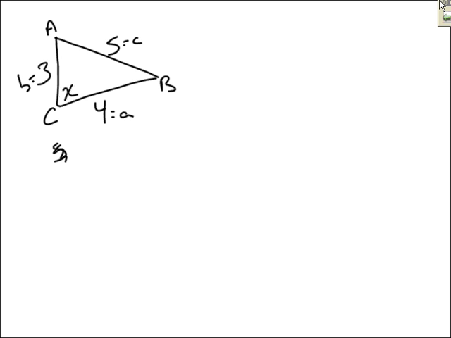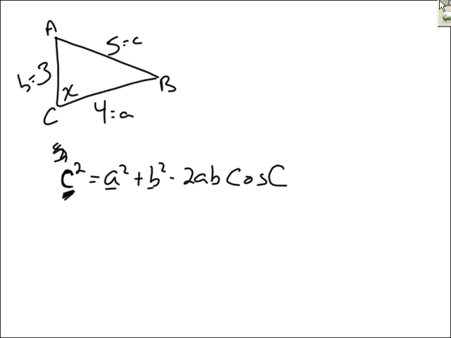Since they want cosine of C, you should start off with c squared is equal to a squared plus b squared minus 2ab, cosine of that letter but big. Why do I say that letter but big? Because that is little c. We want cosine of big C. The angles are big letters, the sides are the little letters.